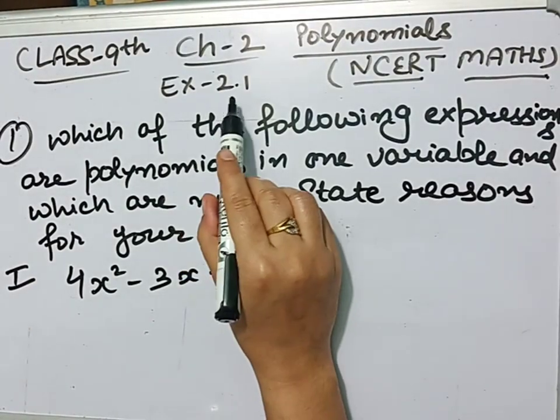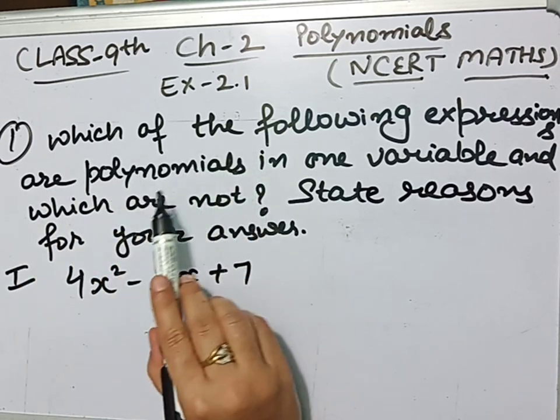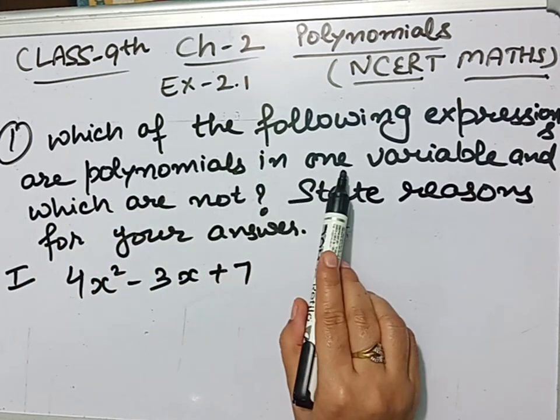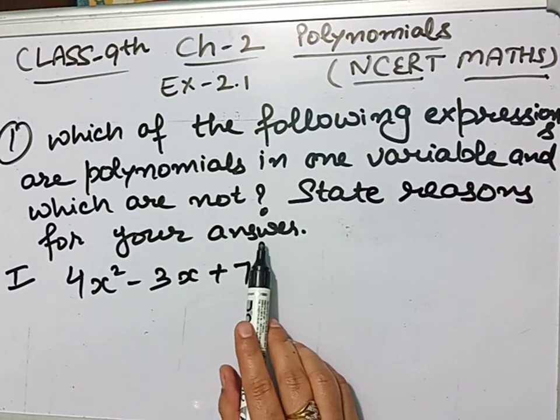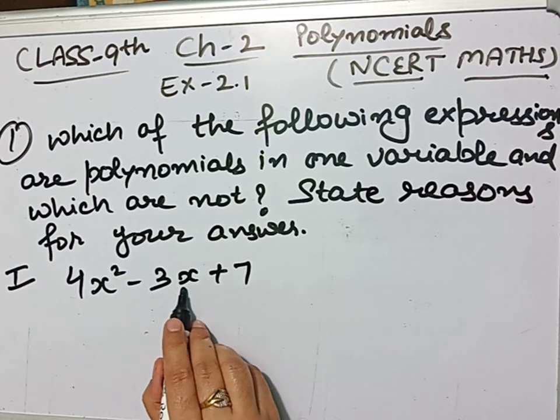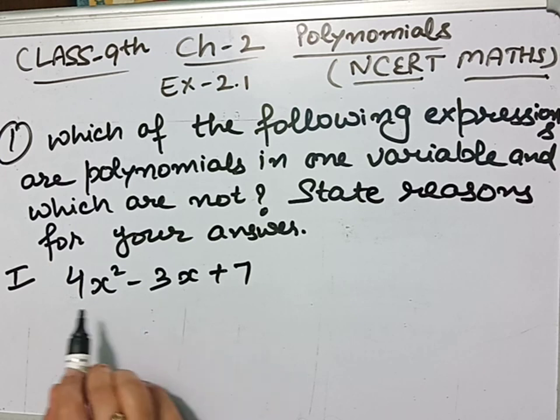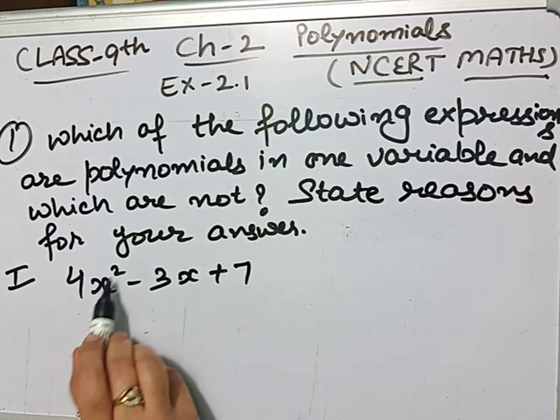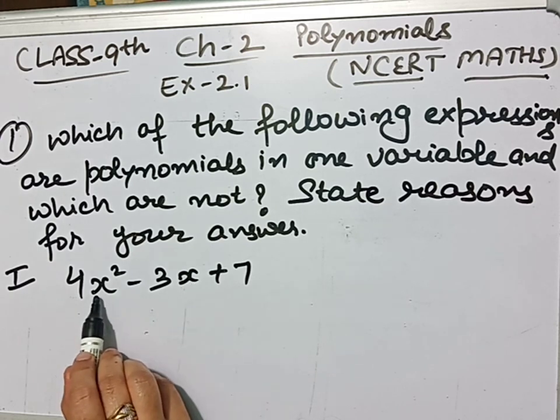Now exercise 2.1 is starting. Question number 1 is, which of the following expressions are polynomials in one variable and which are not? State reasons for your answer. One variable means there should be one alphabet. Now you can see here only x is in this expression 4x square minus 3x plus 7. There is only one variable in this expression.